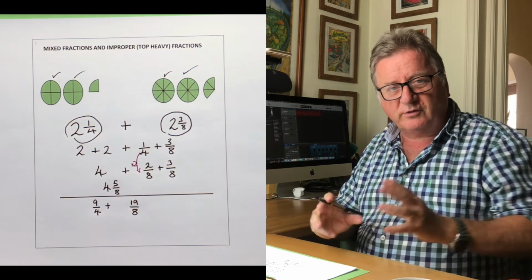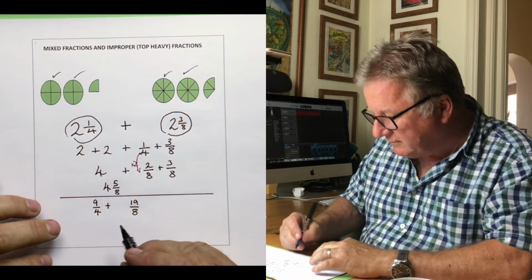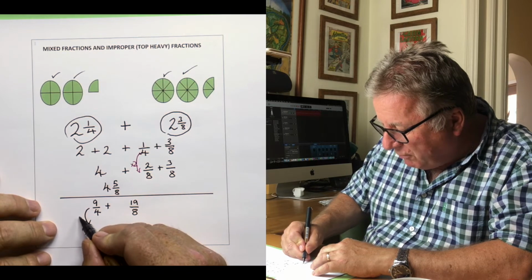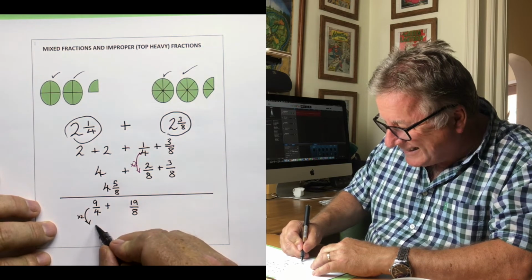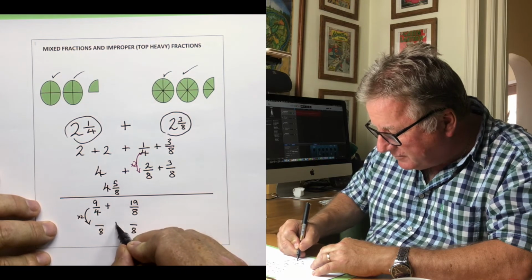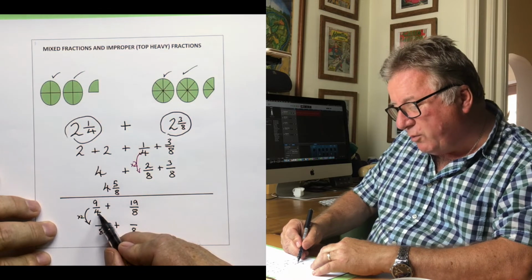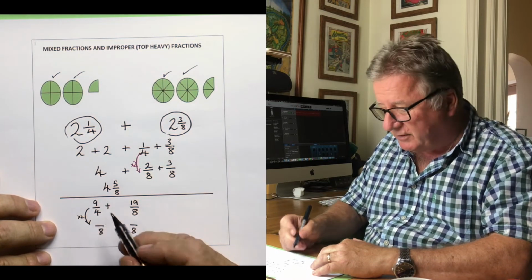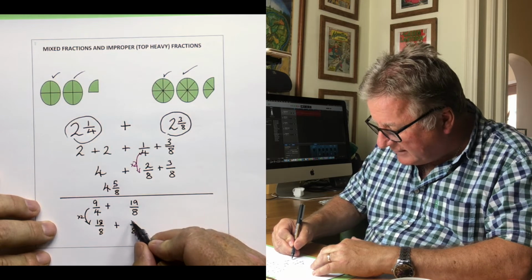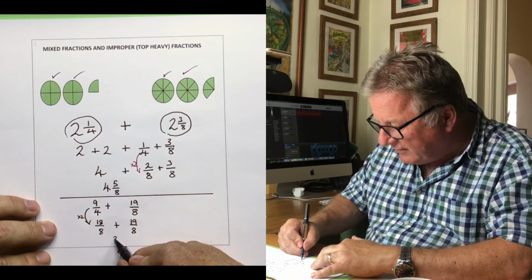So the other approach is to move it in straight away to improper fractions. Because I've multiplied the bottom by 2 to make it eighths, so I get them to be the same. So if I multiply the 4 by 2, I multiply the 9 by 2. So that's 18/8 plus 19/8 gives me 37/8.